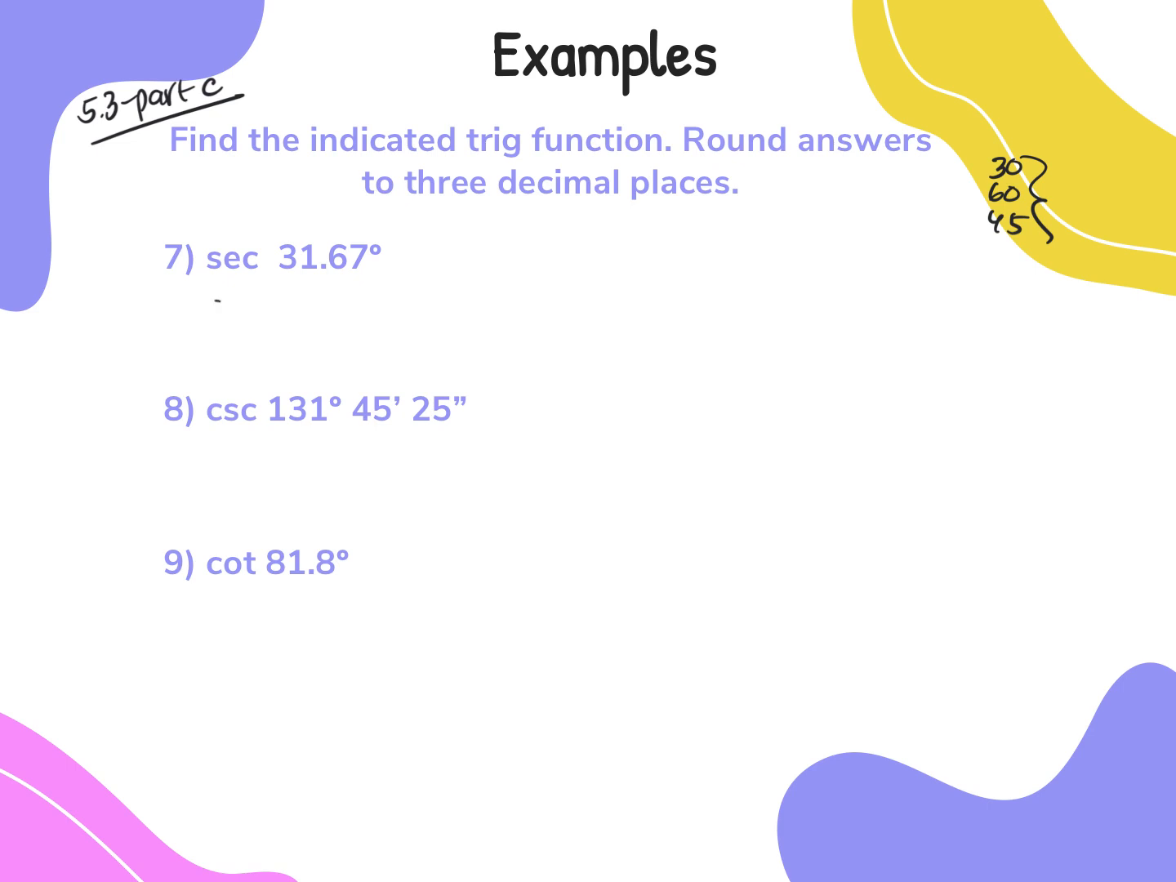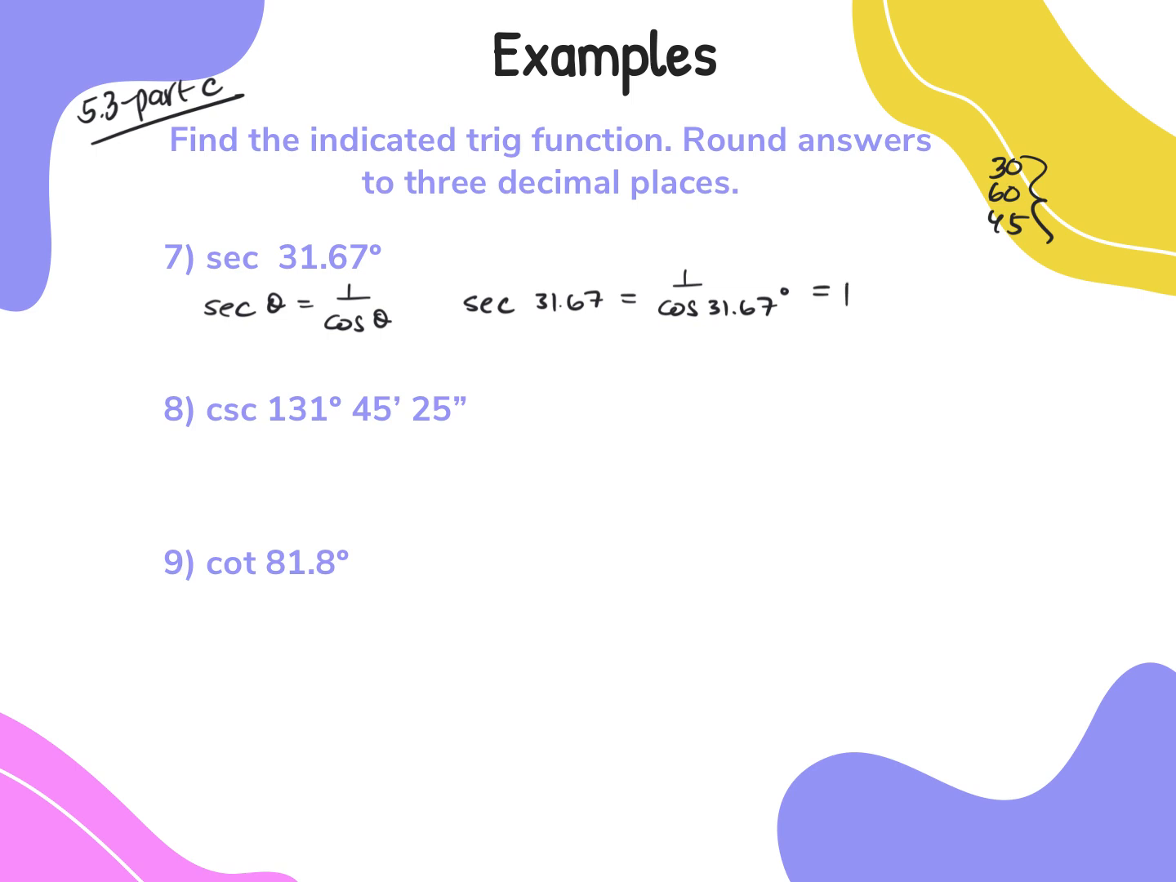So when you're going to plug this into your calculator, it says secant of 31.67 degrees. Well, we know that the secant of theta is 1 over the cosine of theta. Theta is the unknown angle, and here we have an angle, so we can do this. We can say the secant of 31.67 is equal to 1 over the cosine of 31.67 degrees. All you need to do is go to your calculator, make sure you know how to use it, and do 1 divided by the cosine of 31.67.